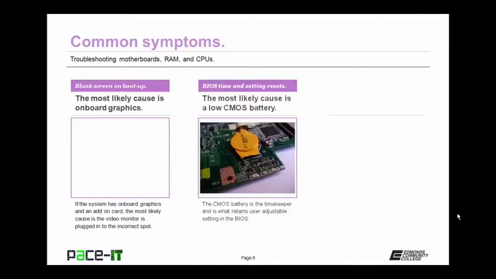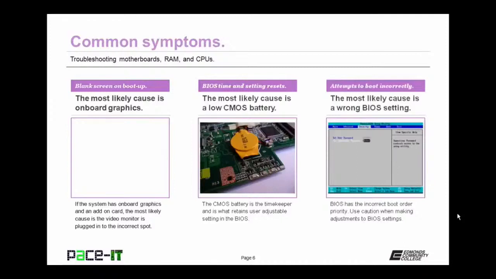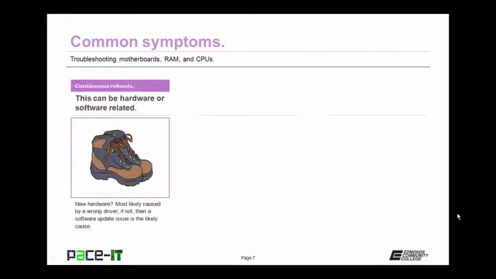If your system isn't keeping time or date correctly, the most likely cause is a low CMOS battery. The CMOS battery is the timekeeper for the system and retains user adjustable settings in BIOS as well. So if your system attempts to boot to the incorrect device, the most likely cause is an incorrect BIOS setting. BIOS has the incorrect boot order setting. You need to correct that to get it to boot to the correct device.